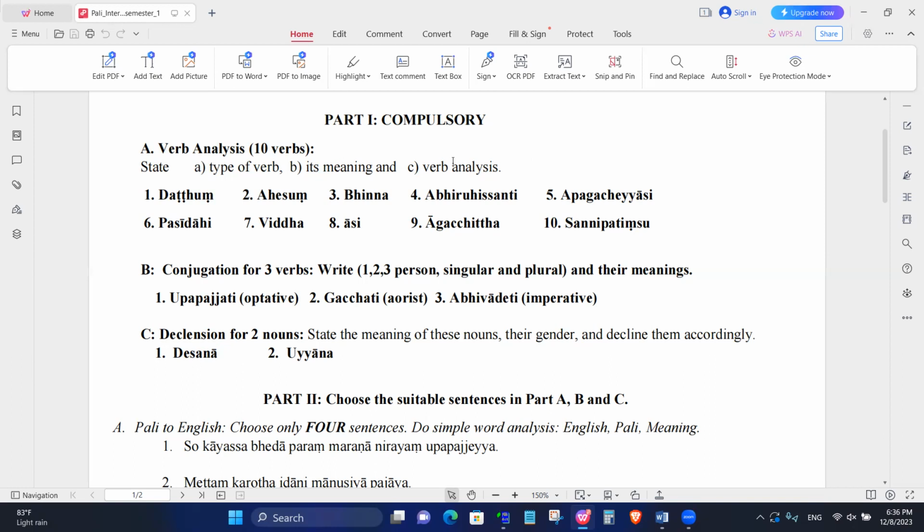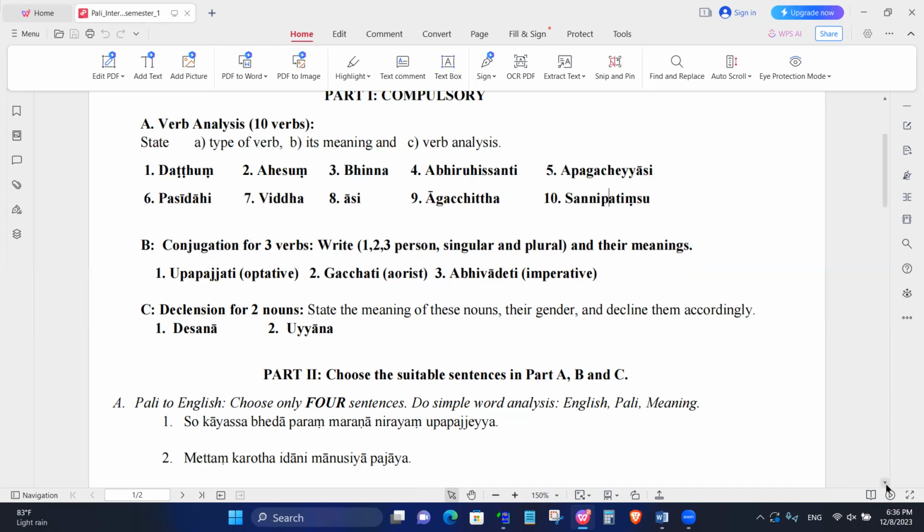So datum, you have to tell me what is the type, what's the meaning, word analysis. Ahesum, what's the type of verb, the meaning, and analysis, and so on. B is conjugation, right? So you have to write first, second, third, but so 6 times 2 is 12. So this means 1, 2, 3, it will be 36. And declension, there are 6 cases times single and plural, so it will be 16 times 2, 32.